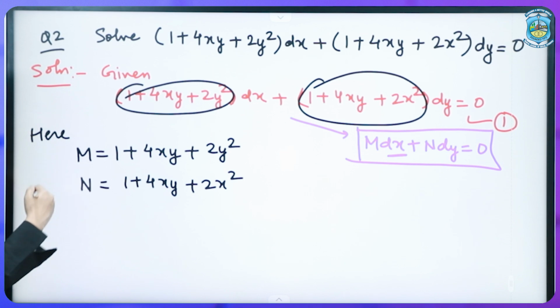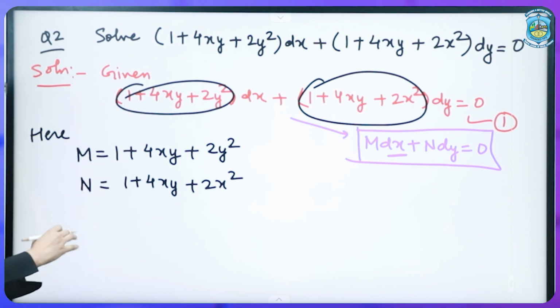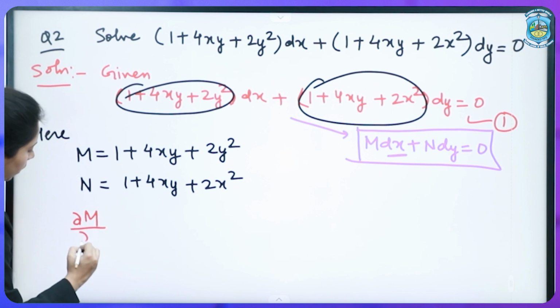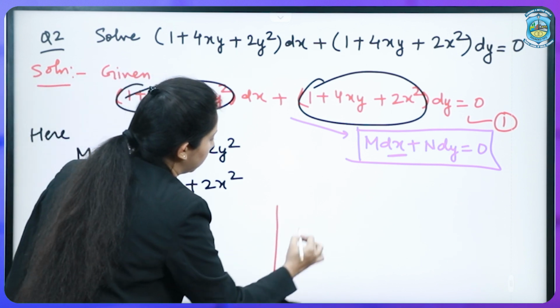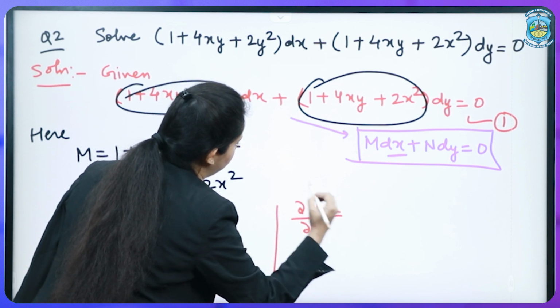So, this was step number 1. First step was to write the given differential equation and find out the value of m and n. Now, the second step is that you have to partially differentiate m with respect to y, and simultaneously you have to differentiate n with respect to x.